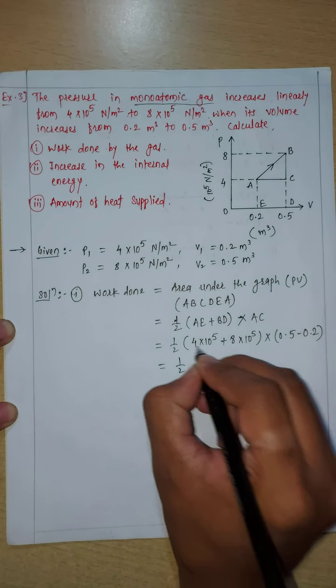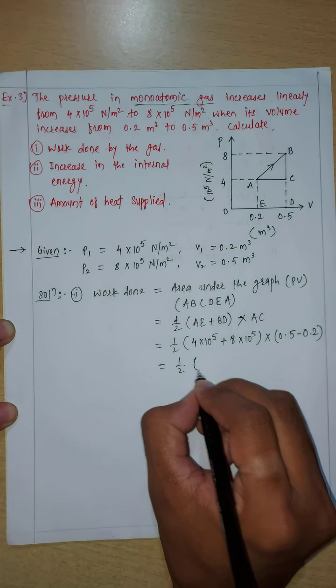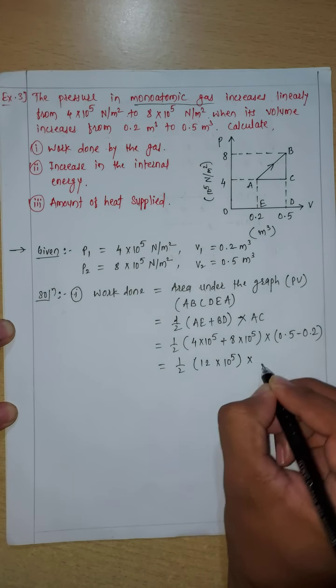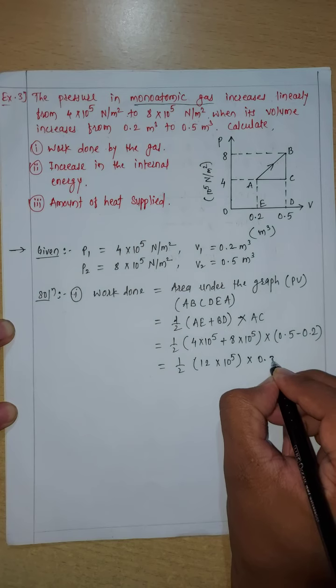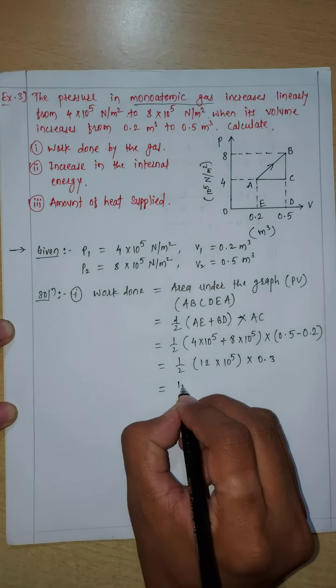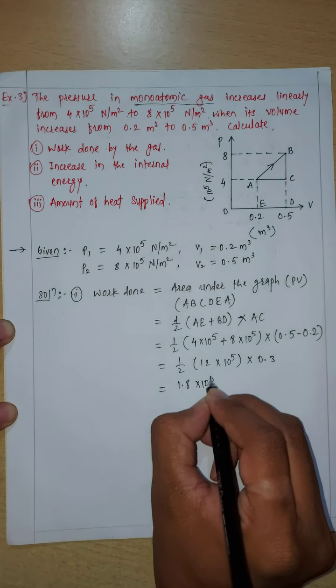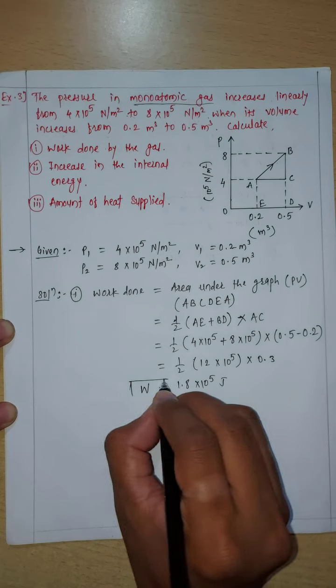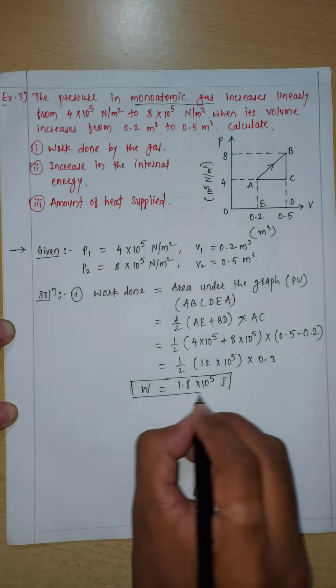You can calculate this. You will get 8 plus 4, that is 12, so it will be 12 into 10 to the power 5 multiplied by 0.3. If you calculate this, you will get the answer as 1.8 into 10 to the power 5 joule. So this is the amount of work done, and this is the answer to the first question.